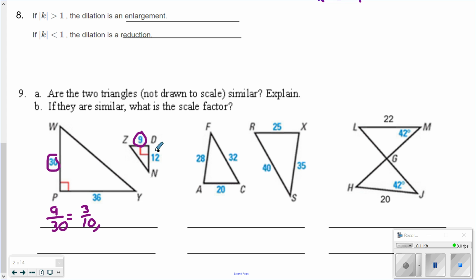Now let's compare the 2 other sides. So I have 12 and 36. So 12 divided by 36. And this simplifies to 1/3. So are these 2 fractions the same? They're not, meaning that their scale factors don't correspond. So no, these 2 triangles are not similar.